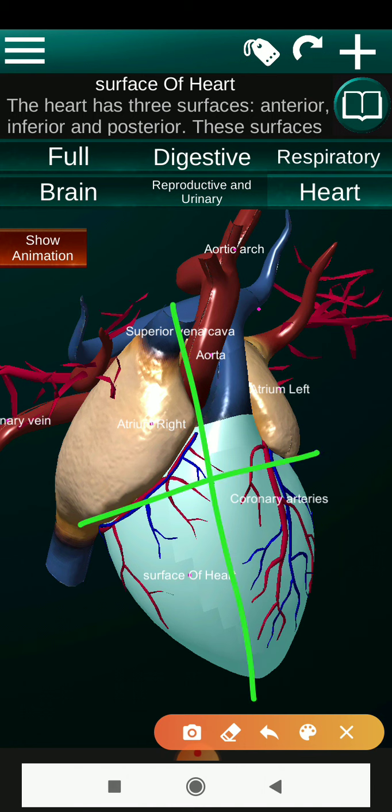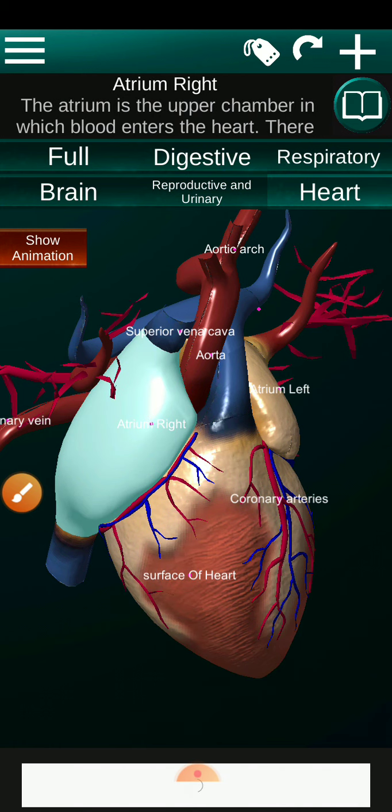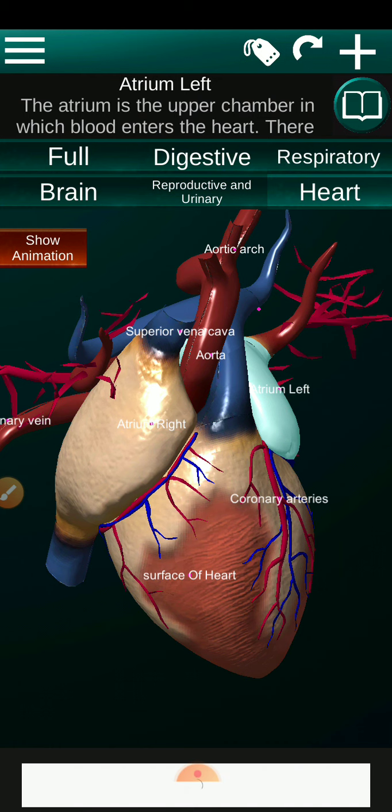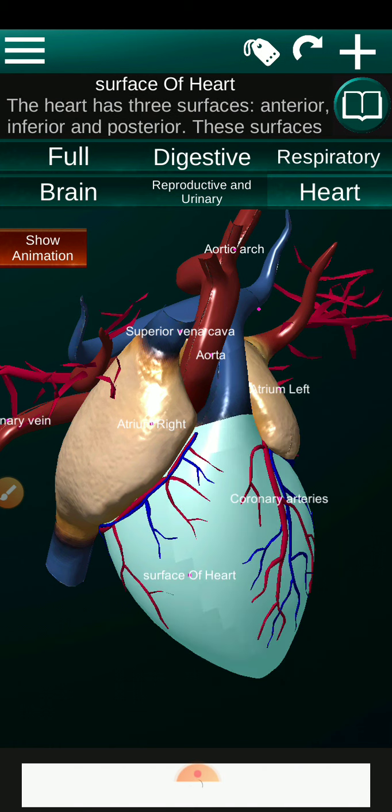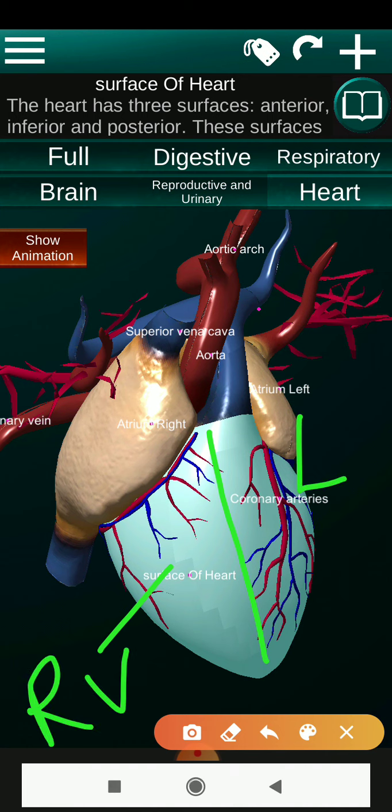Now see, two upper chambers and two lower chambers. Upper chambers are called auricles and lower chambers are called ventricles. Now see, this chamber is called the right atrium. Then the second upper chamber is called the left atrium, and the lower one is called the ventricle. The ventricle from inside is divided into two parts. This part is called the right ventricle, and the next part is called the left ventricle.